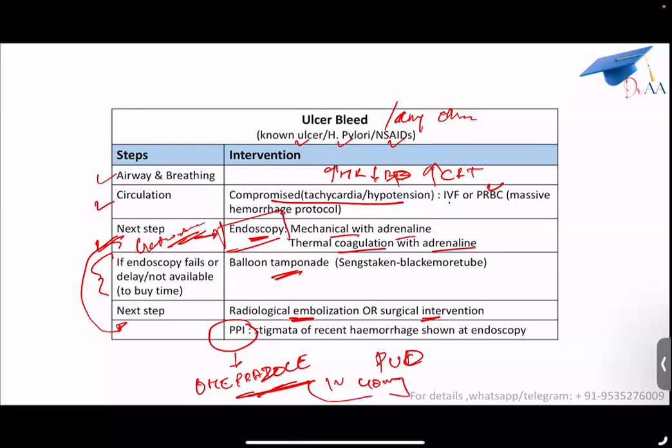Or you can start on the infusion, 8 mg per hour. If he is not a known case of peptic ulcer disease, then don't give him PPI. They're not known to be helpful in any way. If you're only suspecting also, don't give omeprazole. If he's a known case, then only give omeprazole 40 mg, it's preferred.